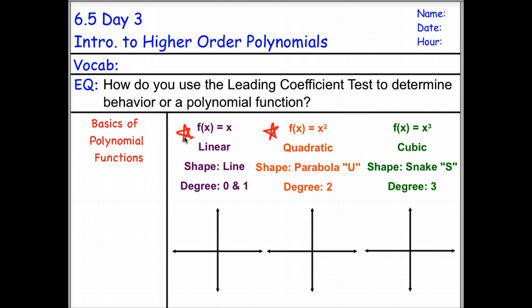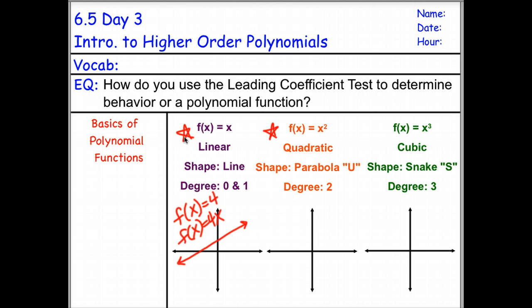This first one here is f of x equals x, or y equals x. This is your linear function. The shape is going to be in a line, such as this. And it is either when you have degrees of 0 or 1. And so, for instance, if you had f of x equals 4, or f of x equals 4x, those would be your linear functions.